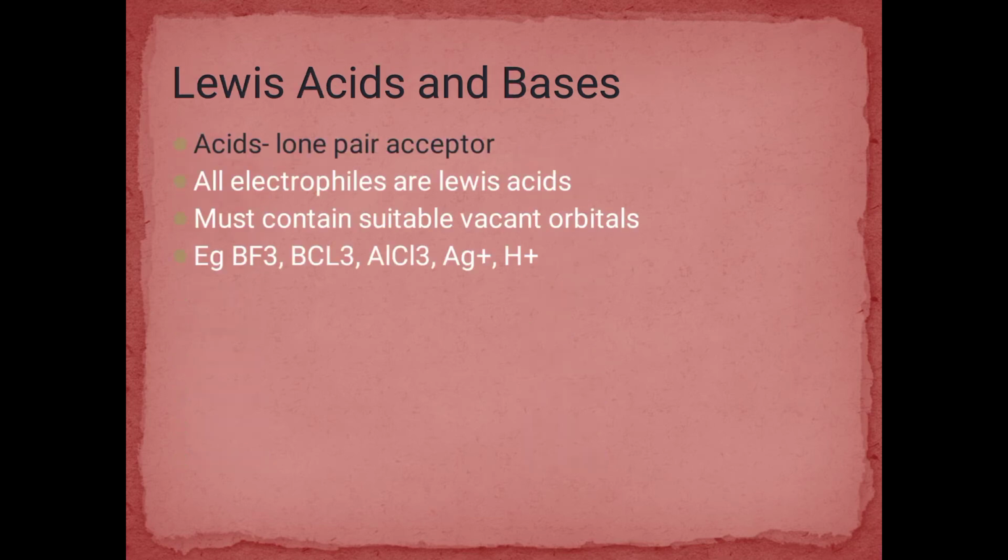Lewis acid-base theory. According to this theory, acids are lone pair acceptors. All the electrophiles are Lewis acids. What are electrophiles? The ones that are electron deficient. They must contain a suitable vacant orbital. You have BF3, BCl3, AlCl3, Ag+, they're all electron deficient. So they have vacant orbitals and therefore they are called Lewis acids, which are lone pair acceptors.